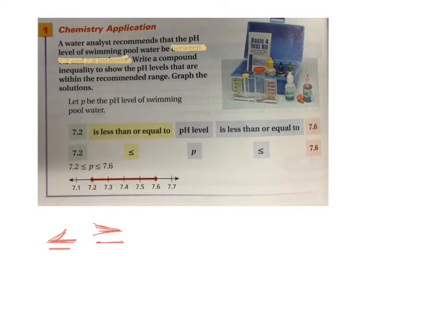Okay, write a compound inequality to show the pH levels that are within the recommended range and graph the solutions. So if it's between 7.2 and 7.6, that means that x is going to be greater than or equal to 7.2. And x is also going to be less than or equal to 7.6. Now the way that I write a compound inequality is I start with the smallest value, 7.2. x is going to be in the middle, and 7.6.